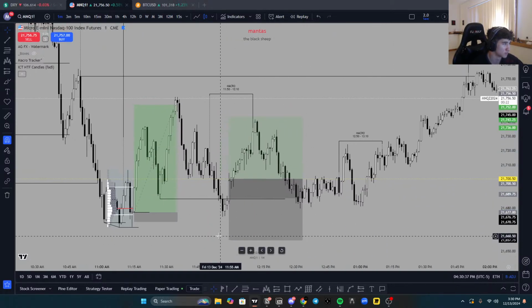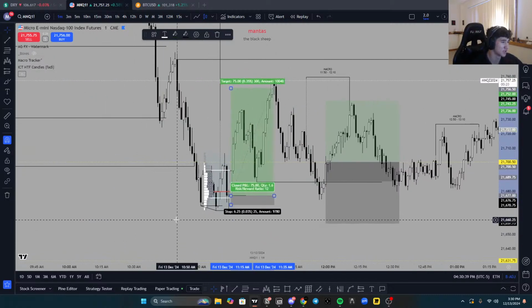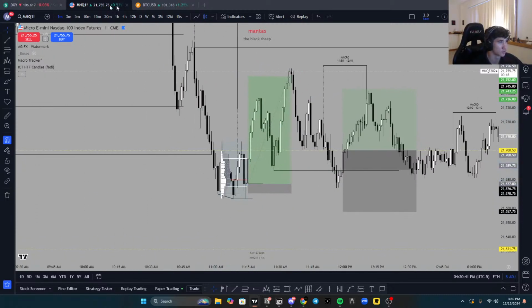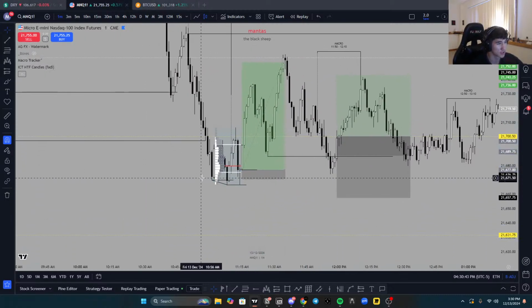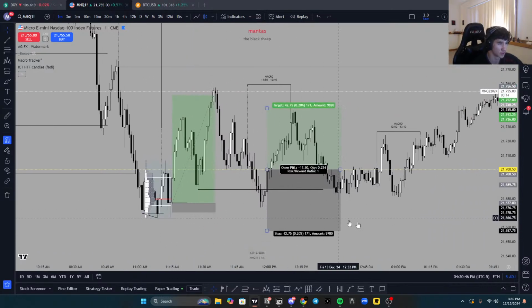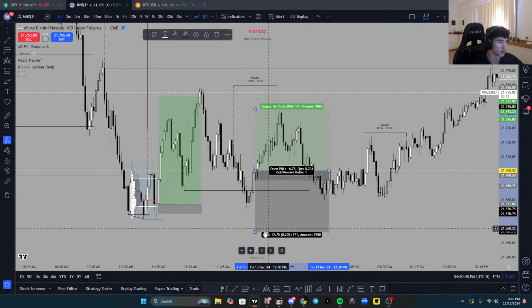If we had SMT divergence, imagine if we were on ES, the other pair. I don't have it pulled up right now. ES does not run out this low. That is an SMT divergence. But this is the only place we could have longed, or I could have seen longs.